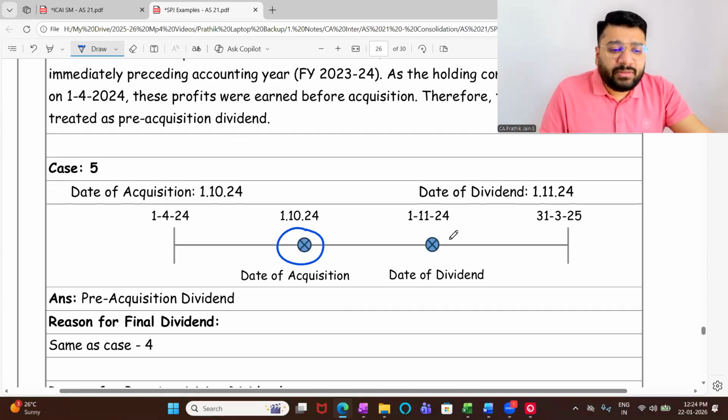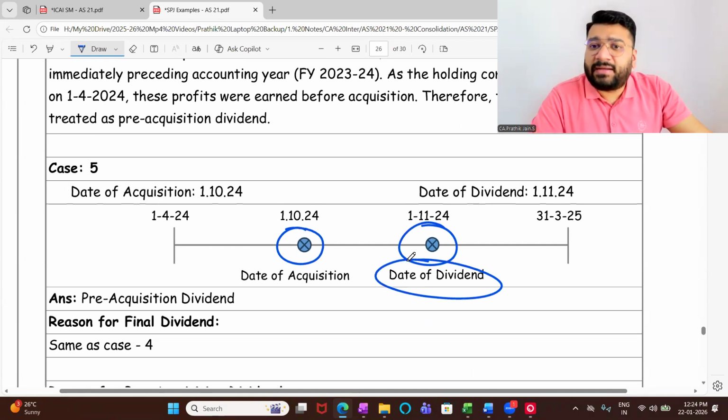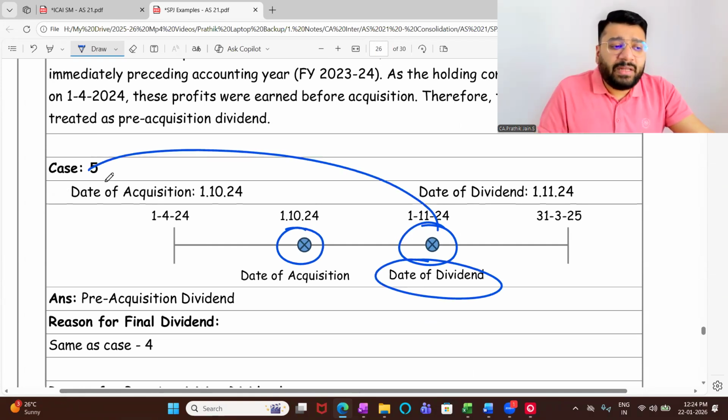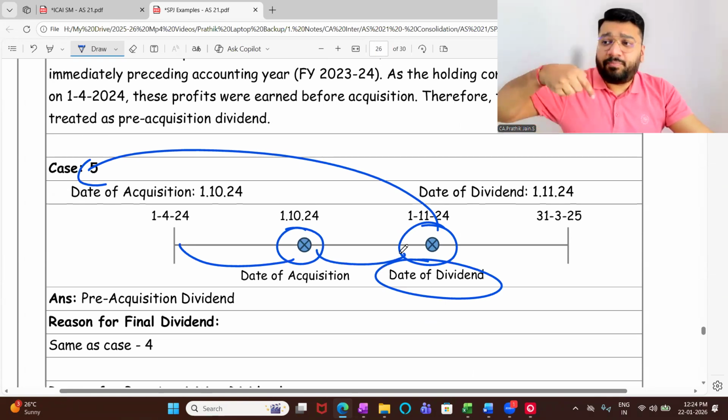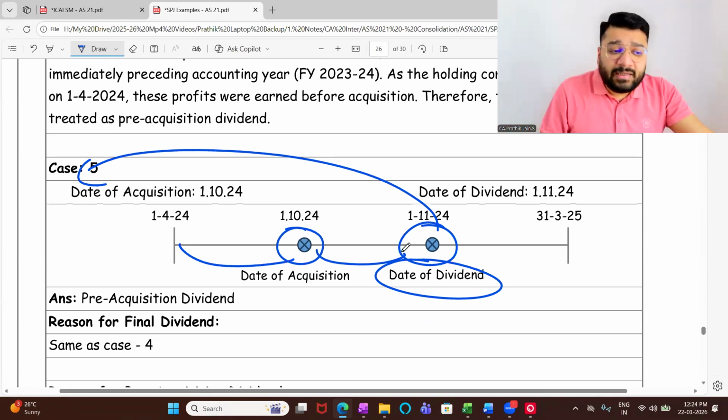Now, case 5. This is date of acquisition. This is date of dividend. In the middle of the year, if you pay dividend, which dividend is this? Final dividend. Final dividend is paid out of the previous year's profit, out of the pre-profit. Whether this is pre or post, does it matter? Pre and post matters when the dividend is paid from current year's profit. Here the dividend is paid from the past profit. So this is pre-dividend. Any problem?